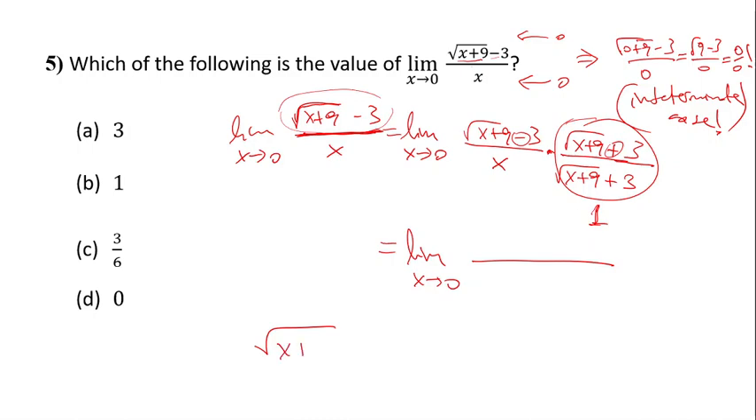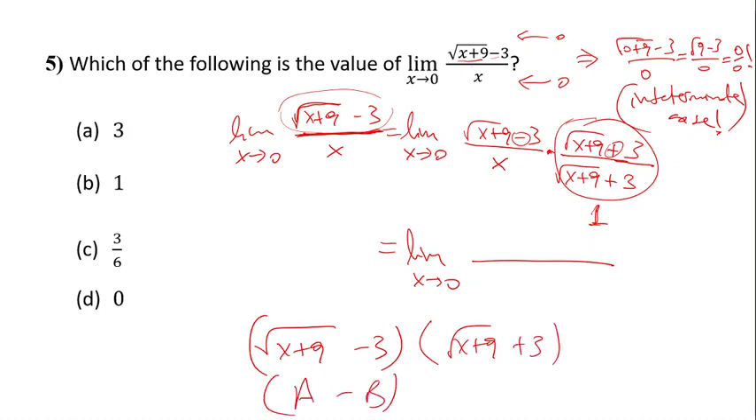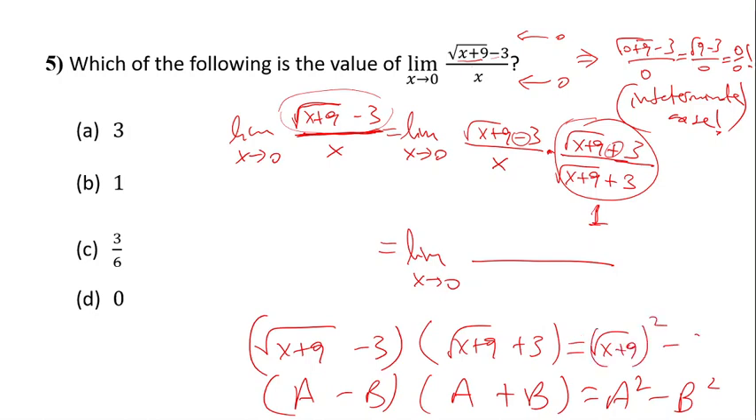Now again, we come to this point here. So how can we multiply these two? Again, I want to remind you, a minus b times a plus b equals a squared minus b squared, which gives you the square root of x plus 9, then minus 3 squared. And when you do this, you will end up with x plus 9 minus 9, so it will be equal to x. So now this part here is x.